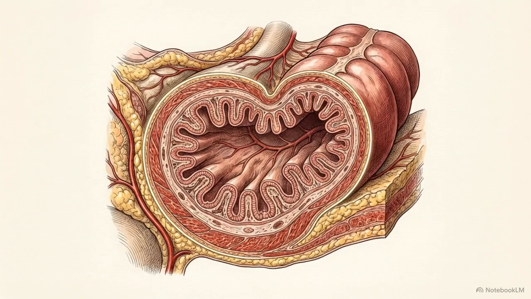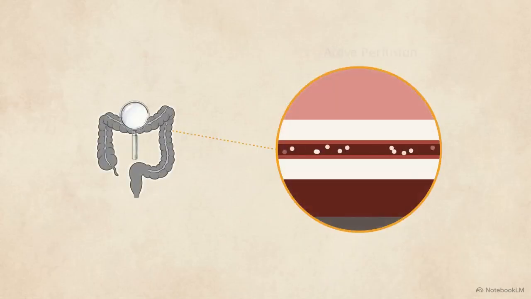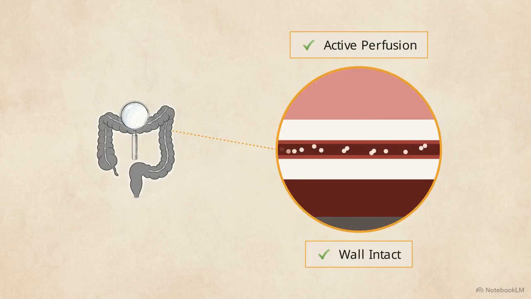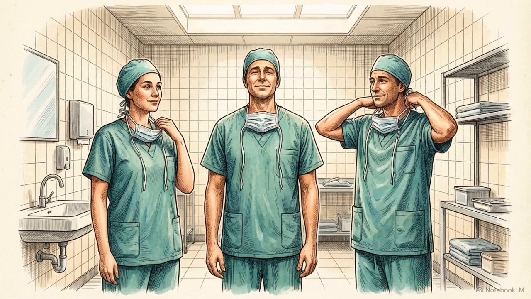A CT scan provides the definitive anatomical proof needed to rule out active ischemia and perforation before the surgical team attempts any physical intervention. By proving the colon's blood supply remains intact and the bowel wall is not ruptured, the imaging confirms the anatomy is stable enough to proceed with non-operative decompression.